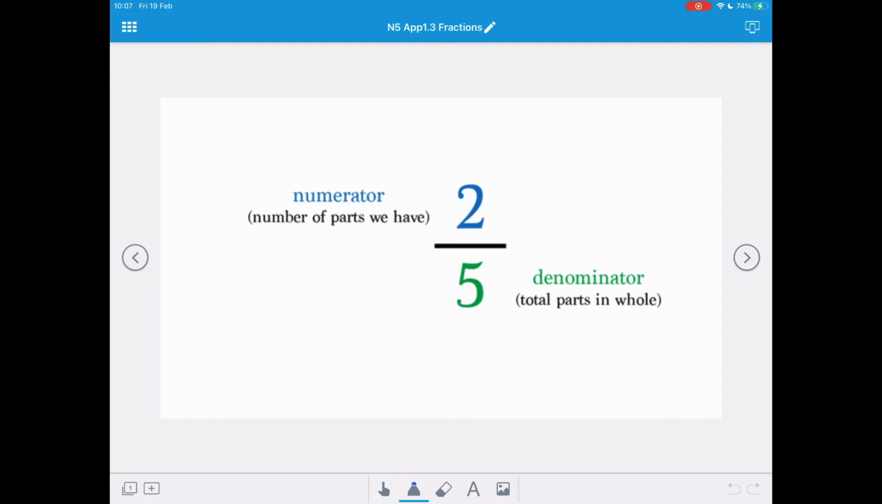And the fraction line tells us that we need to do top divided by bottom in order to turn our fraction into the equivalent decimal.